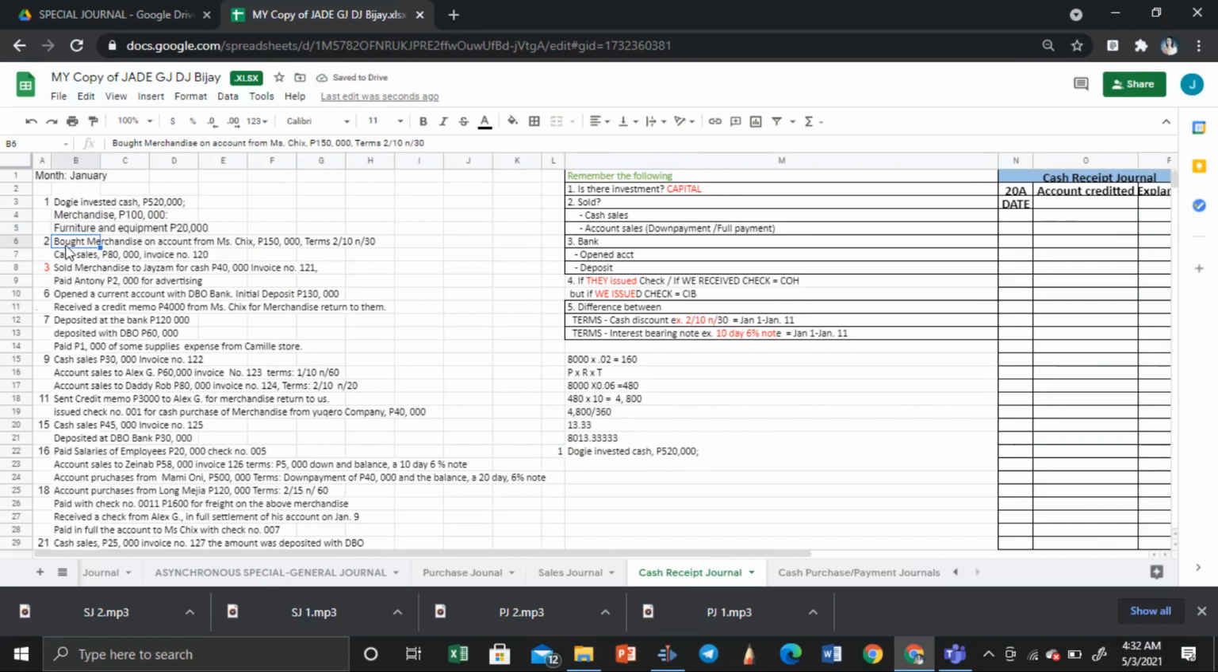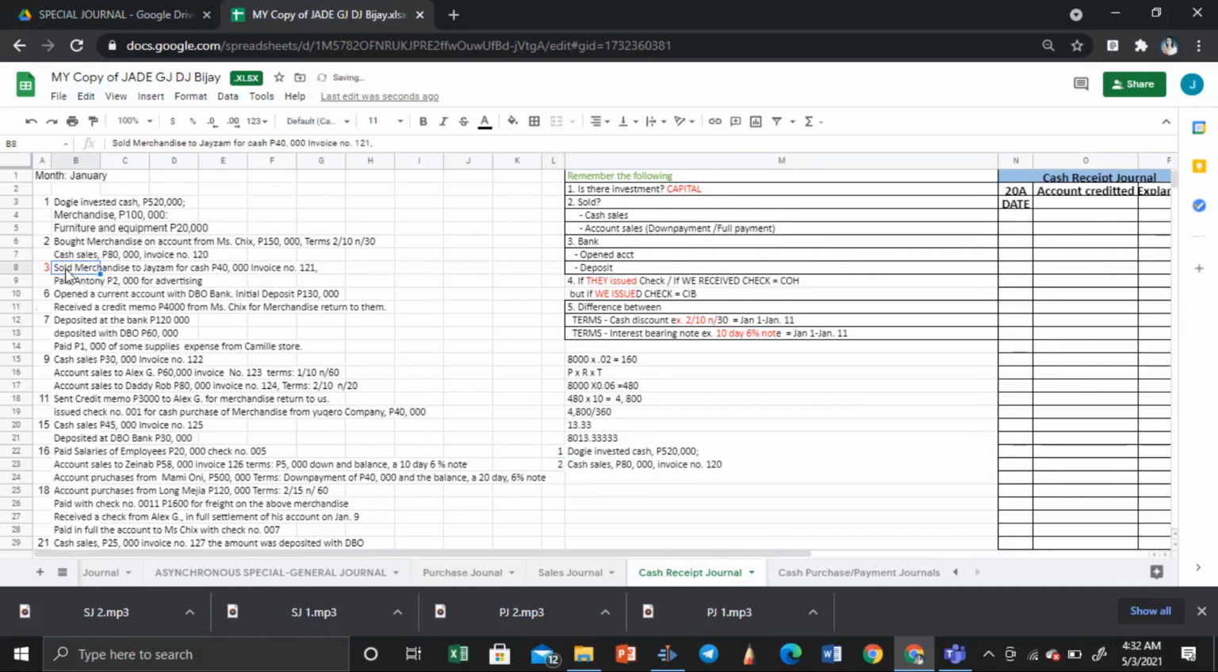Furniture and equipment, 20,000. Hindi. Bought merchandise on account from Miss Chicks, 150,000, terms is 2 over 10 and n over 30. Ito ay bought, ibig sabihin we purchase, not included. How about this one, cash sales? Ayan, sabi ko sa inyo, kapag cash sales, automatic yan, i-record natin yan kasi it is a transaction made through cash.